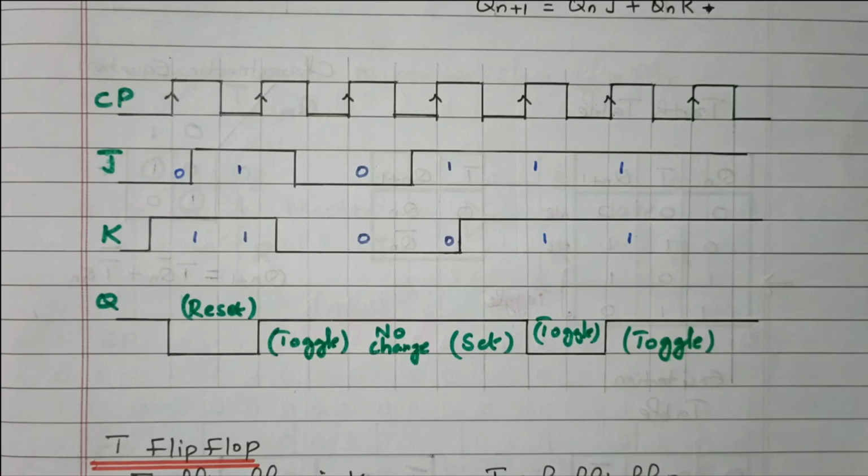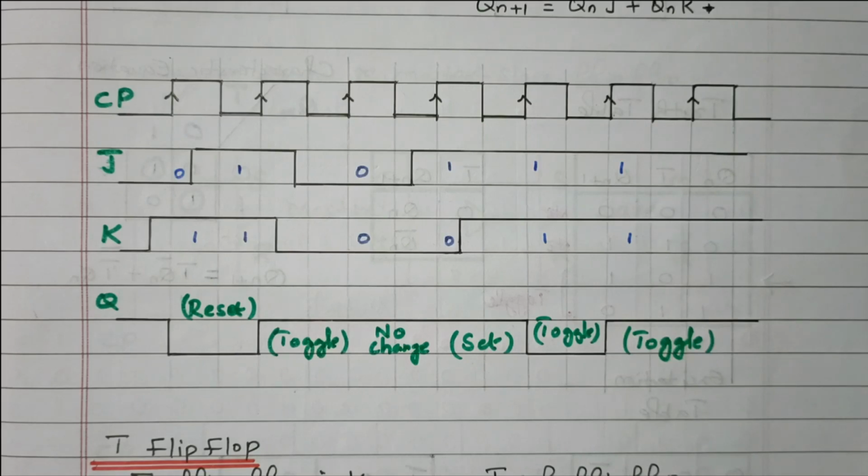So in this video we discussed the JK flip flop and how it differs from the SR flip flop. The disadvantage of the SR flip flop is eliminated by the JK flip flop by connecting two AND gates. Then we discussed the truth table, excitation table, logic symbol, characteristic equation and clock pulse.